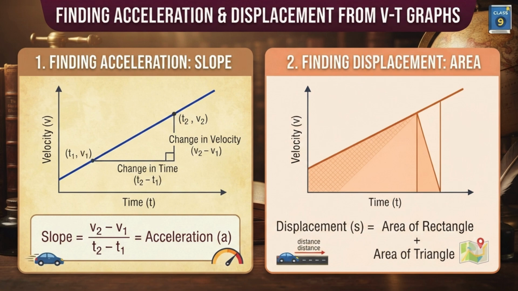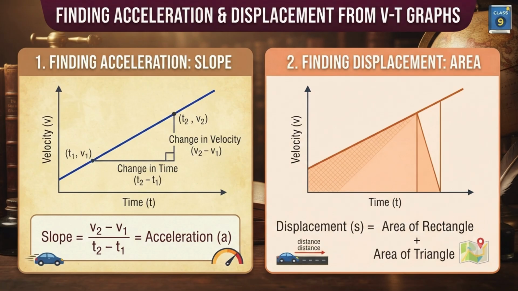Suppose at 10 seconds, the velocity is 5 meters, and at 20 seconds, it becomes 10 meters. The change in velocity is 5 meters, and the change in time is 10 seconds. So, acceleration equals 5 divided by 10 equals 0.5 meters per second squared. This means the object's velocity is increasing by 0.5 meters every second.